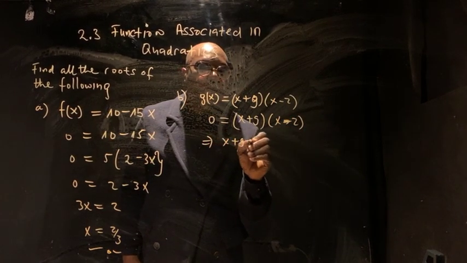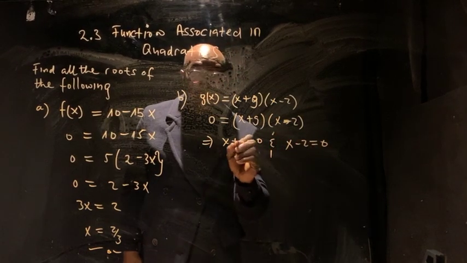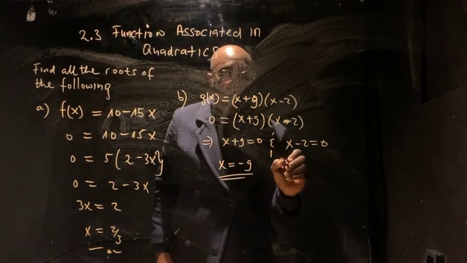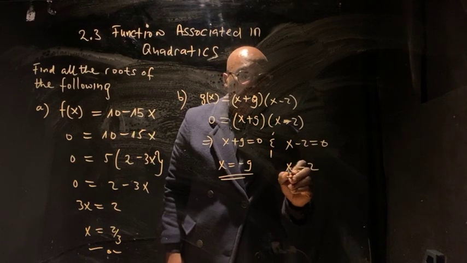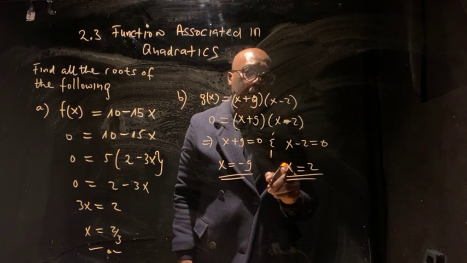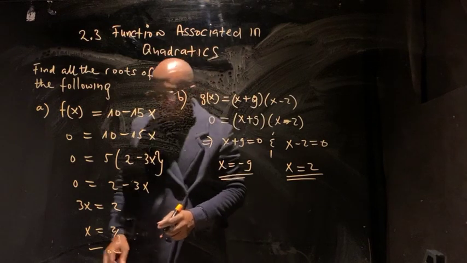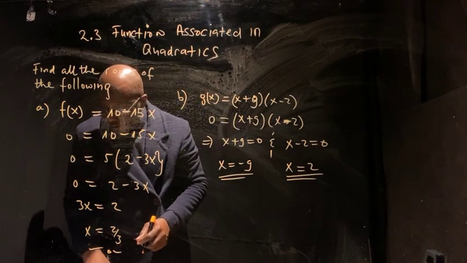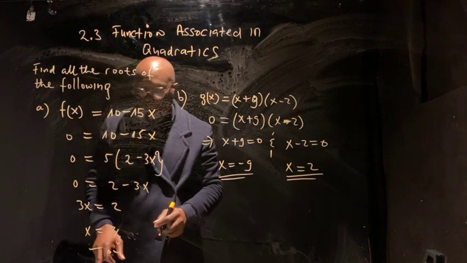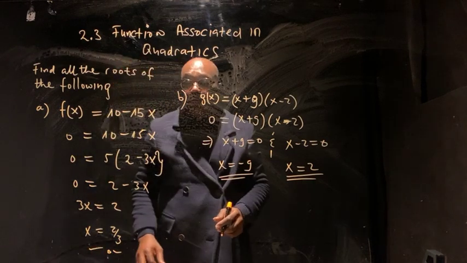which implies x plus 9 equals 0 and x minus 2 equals 0. From this part, we say that x equals minus 9, which is one of the roots, and x equals 2, which is one of the roots. So the two roots are x equals minus 9 and x equals 2. And the third one, I think, is a quadratic function. Possibly, I will try to write the question.